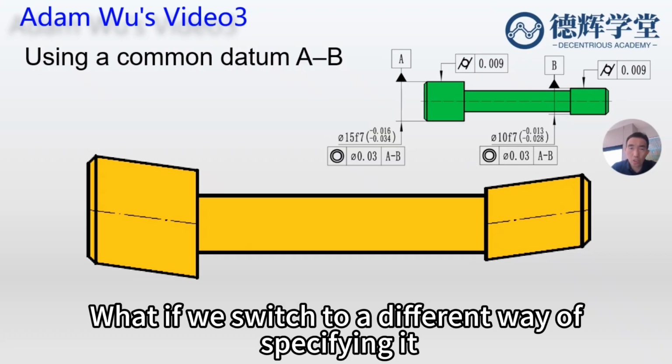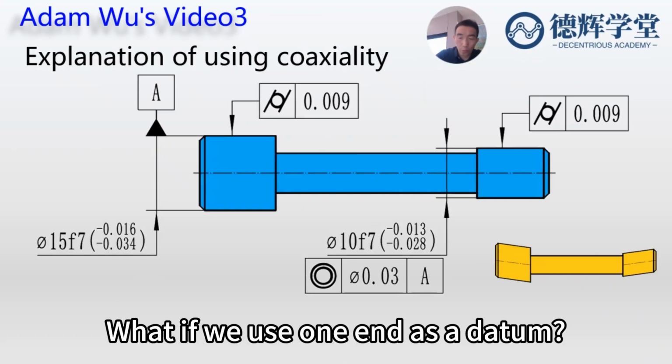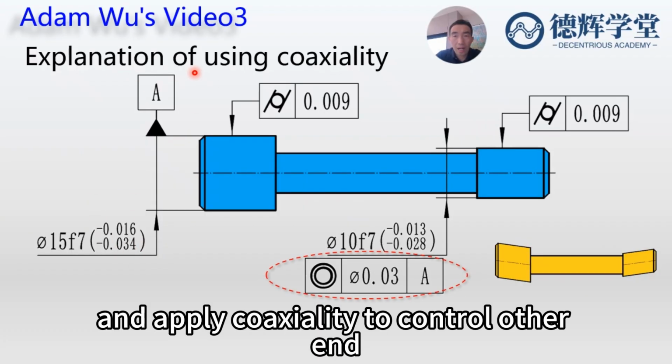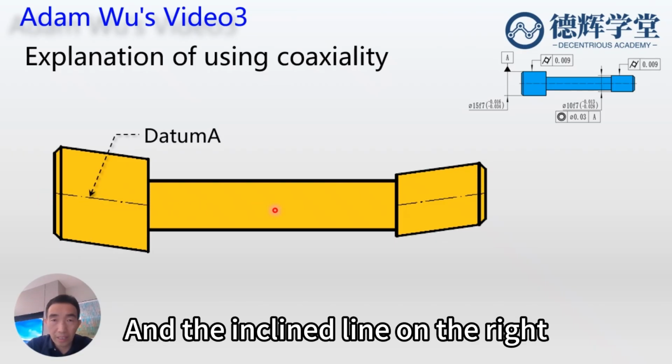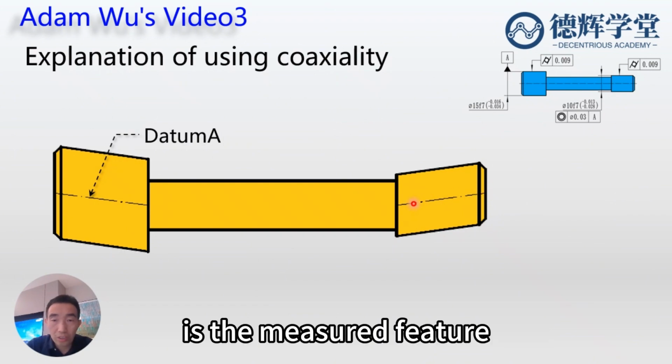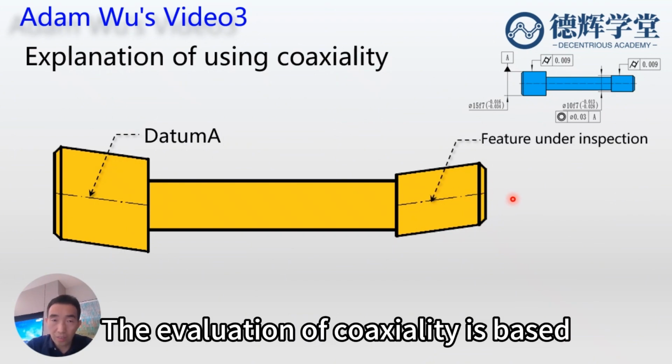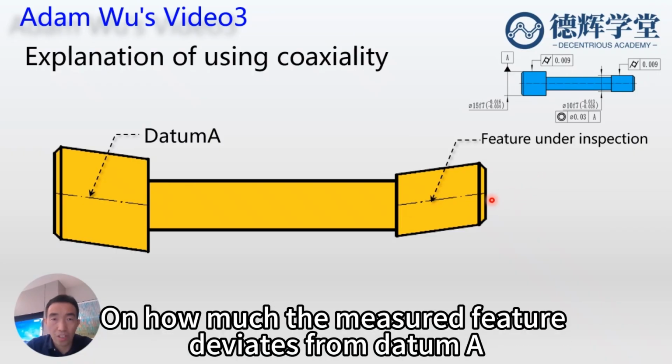What if we switch to a different way of specifying it? What if we use one end as a datum and apply coaxiality to control the other end? At this point, this inclined line becomes datum A, and the inclined line on the right is the measured feature. The evaluation of coaxiality is based on how much the measured feature deviates from datum A.